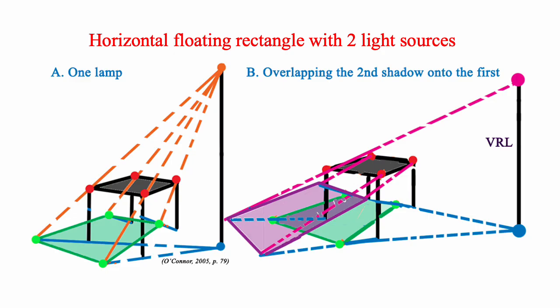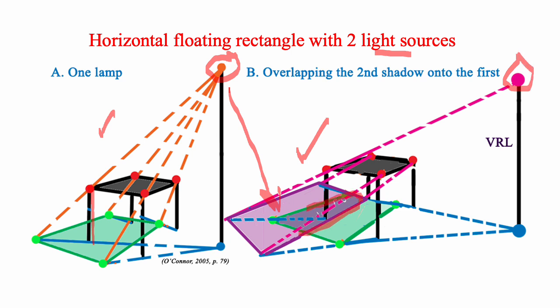This tabletop is a horizontal floating rectangle, and I'll show you how to light it with two sources. Here I found the shadow for the first light source using the legs as vertical poles. Then I overlapped the second shadow onto the first, and they each lighten the other's shadow. In other words, this orange light here lightens the shadow that is created by this light, and vice versa. So the only part that's the darkest is the part that neither light reaches, which is right here.